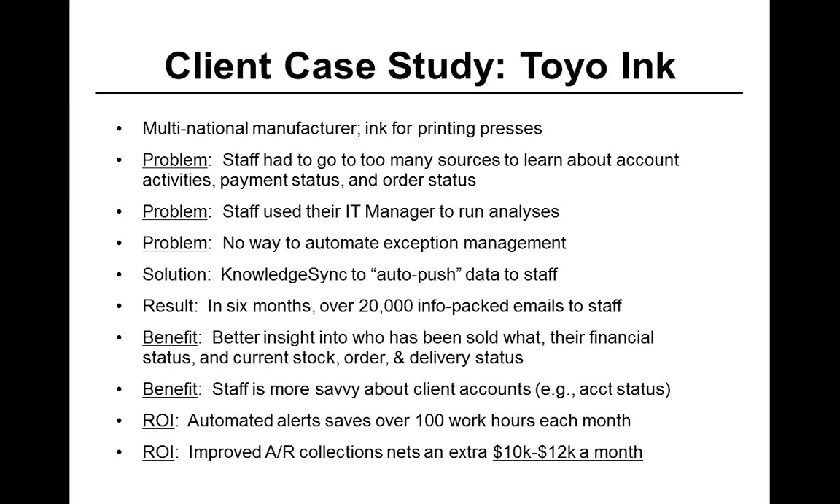Now, I'd like to drop down toward the lower part of this slide and talk about the two ROI benefits. Toyo, Inc., by virtue of automating certain processes such as invoicing and collections, etc., were able to quantify a savings of over 100 person-hours each month. And beyond that, just the process of automating their collections process yielded Toyo, Inc. an increase in monthly receivables of roughly $11,000.